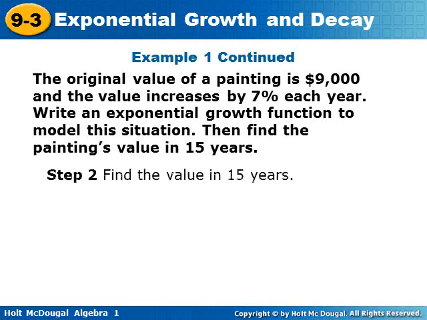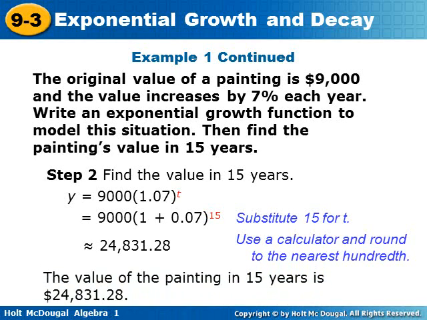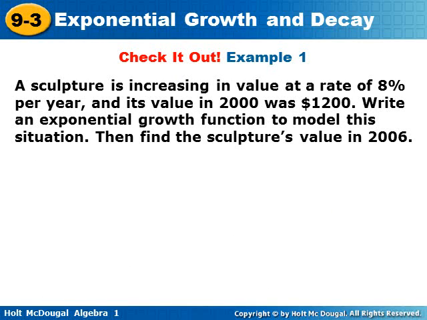Step 2 is to find the value in 15 years. That's t for time. So we're going to plug in 15 for t. We get 1.07 raised to the power of 15 times 9,000. We're going to use a calculator, 1.07 raised to the power of 15, and then we multiply it by 9,000, and we get 24,831.28. So the value of the painting in 15 years is $24,831.28.